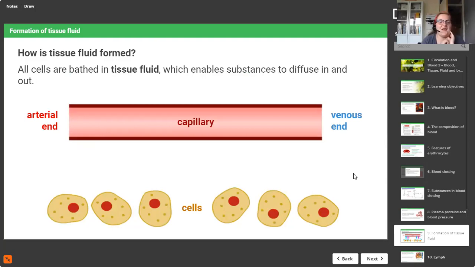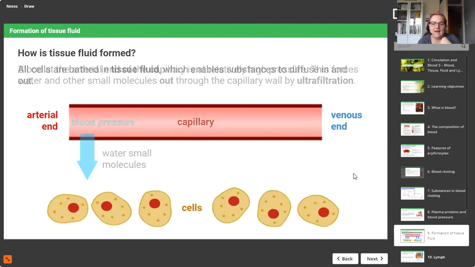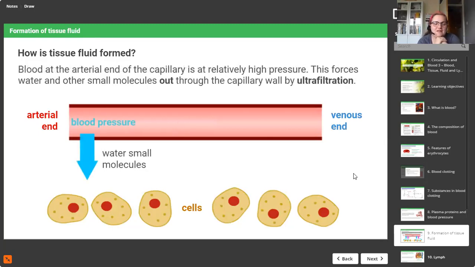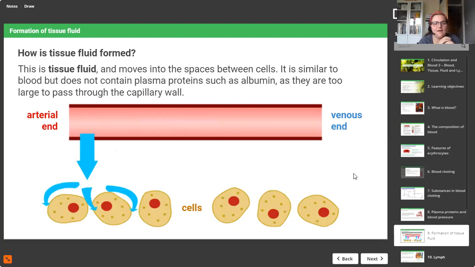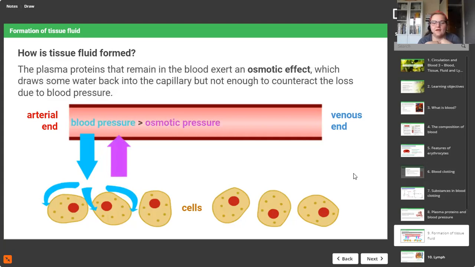All cells are bathed in tissue fluid, and that enables substances to diffuse in and out. Blood at the arterial end of the capillary is at a relatively high pressure, and this forces water and other small molecules out through the capillary wall by a process called ultrafiltration. This is tissue fluid, and it moves into the spaces between cells. It's similar to blood, but it doesn't contain plasma proteins such as albumin, as they are too large to pass through the capillary wall, so we call it tissue fluid.